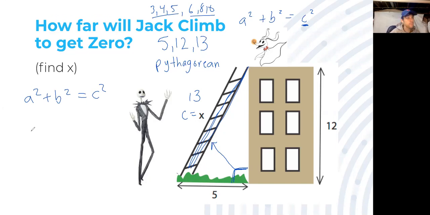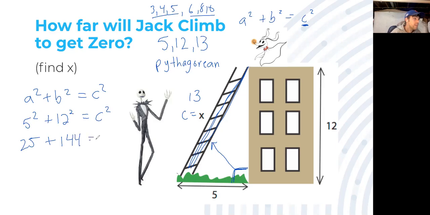It's irrelevant for the solution. A lot of times people will call a the smaller one and b the bigger one, just to have some consistency there, but it doesn't really matter. It's important that we just put these on this side with the a and the b, and c being our unknown.